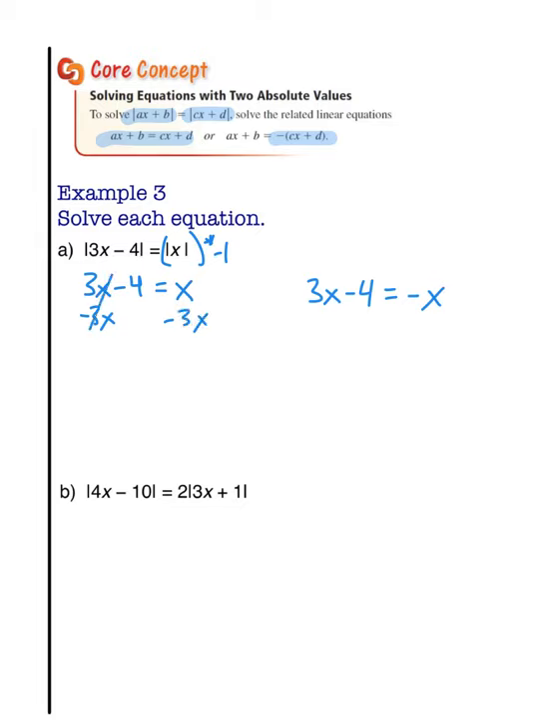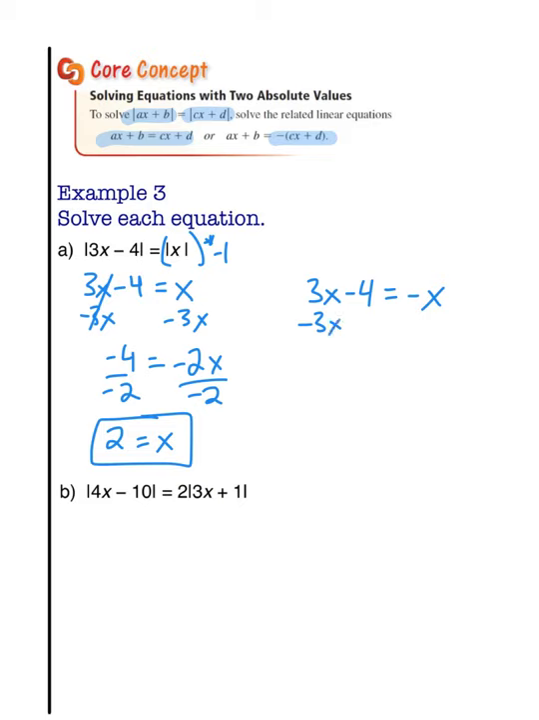So subtract 3x from both sides. I'm left with negative 4 equals x, 1x minus 3x. 1 minus 3 is negative 2, so I have negative 2x. Now I divide by negative 2. Negative 4 divided by negative 2 is positive 2 equals x. X equals 2.